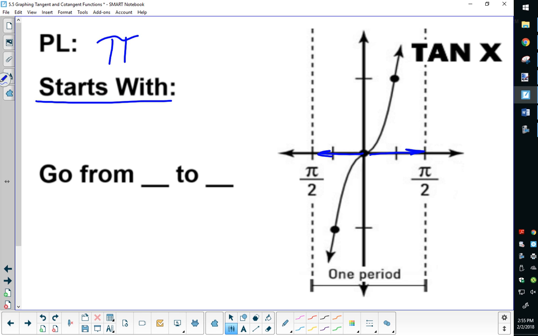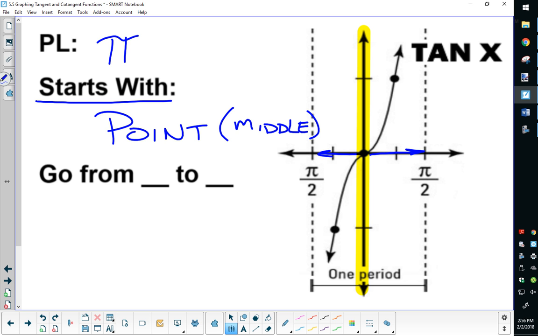This is kind of a dumb question, but it's a really important question to graph them. What does it start with? So when I say that, I mean right here at the beginning, on this y-axis, what is happening in the center of this graph? You have one of two options. It is either going to be a point or an asymptote line. What happened in the middle of my tangent graph? It's a point. Okay, that's really important to graph these things. You start with a point. You start with the middle. You start with the middle of your graph. That's going to be important.